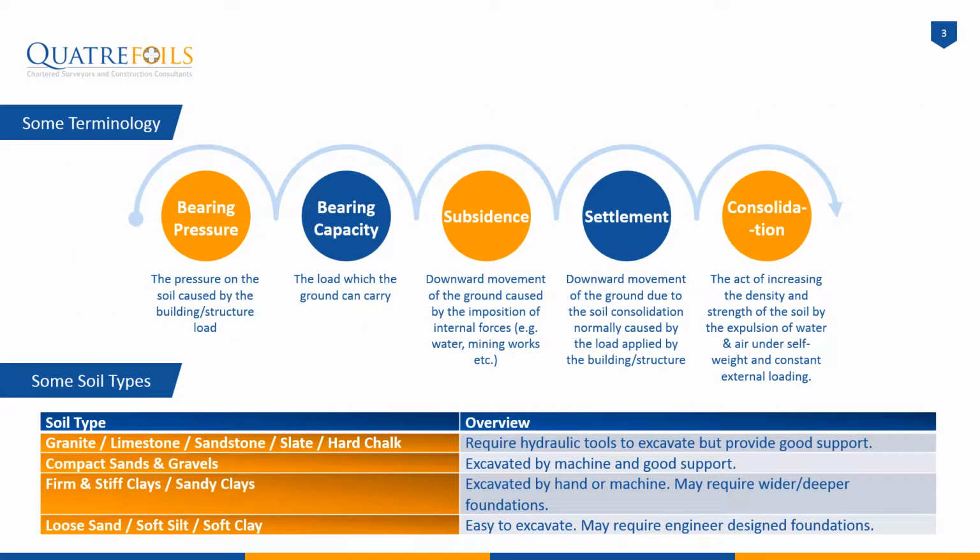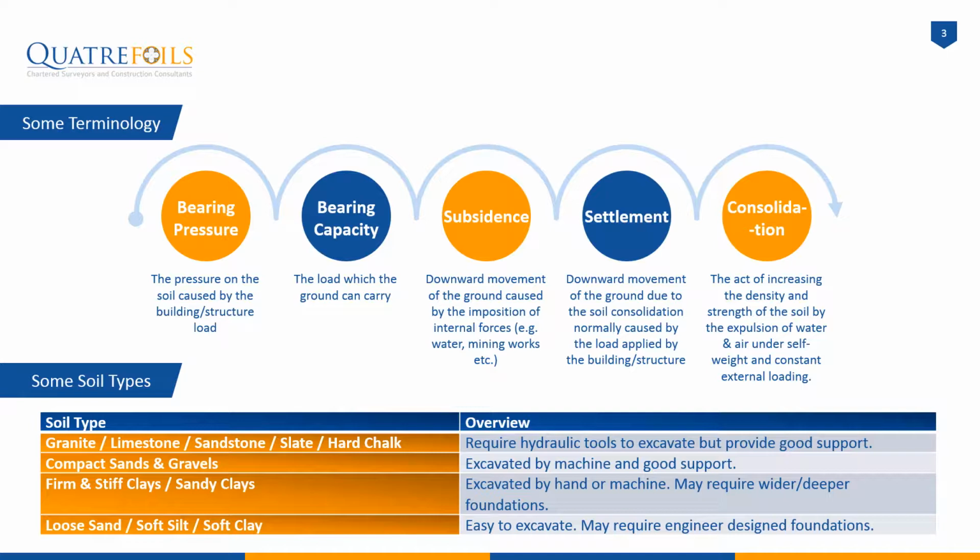Okay, some basic terminology for you. The first one here, bearing pressure. This relates to the pressure on the soil which is caused by the building or structure, which is often referred to as the load. The next one along there is bearing capacity. This is the load which the ground or supporting element can carry.